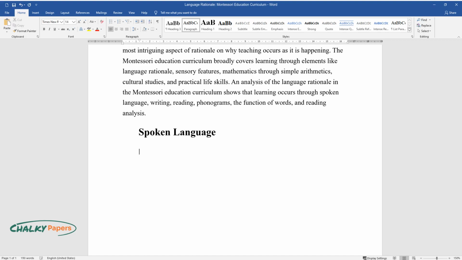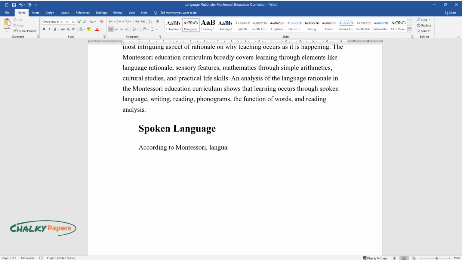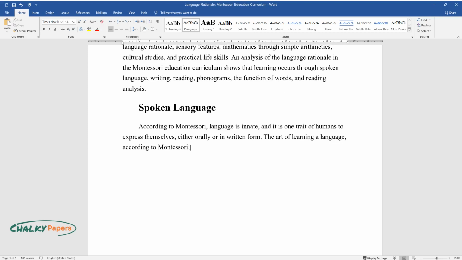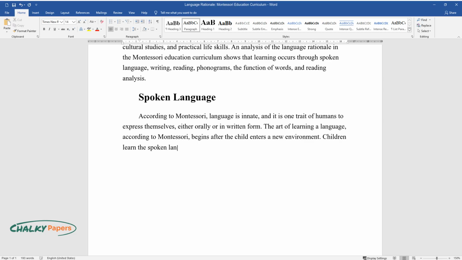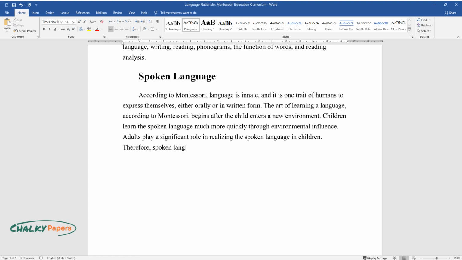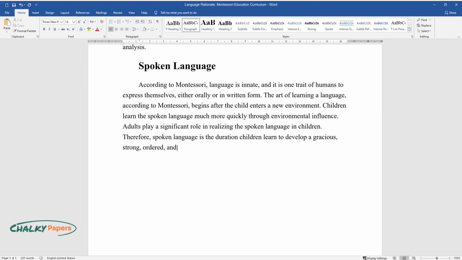Spoken language. According to Montessori, language is innate, and it is one trait of humans to express themselves, either orally or in written form. The art of learning a language, according to Montessori, begins after the child enters a new environment. Children learn the spoken language much more quickly through environmental influence. Adults play a significant role in realizing the spoken language in children. Therefore, spoken language is the duration children learn to develop a gracious, strong, ordered, and logical voice.